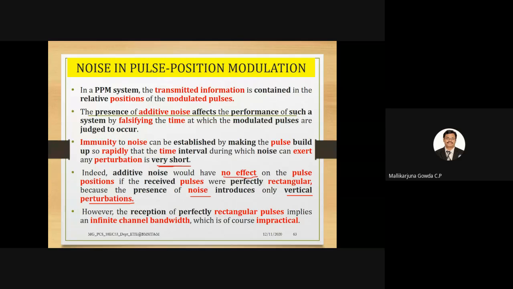However, the reception of perfectly rectangular pulses is where the sinc function comes into the picture. As I already said, the Fourier transform of a rectangular pulse is a sinc function. Similarly, a sinc function in the time domain has a rectangular pulse as its Fourier transform. So a rectangular pulse requires infinite bandwidth in the frequency domain, but it is practically impossible to have infinite channel bandwidth. So the reception of perfectly rectangular pulses implies an infinite channel bandwidth, which is impractical in reality.